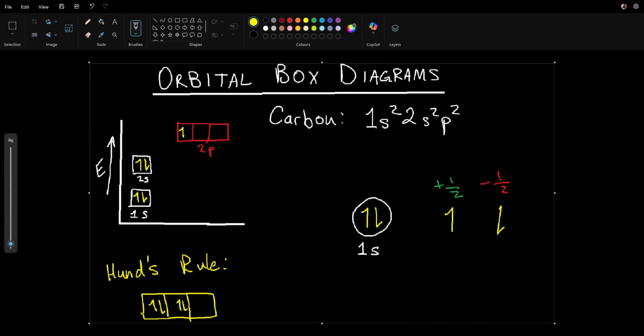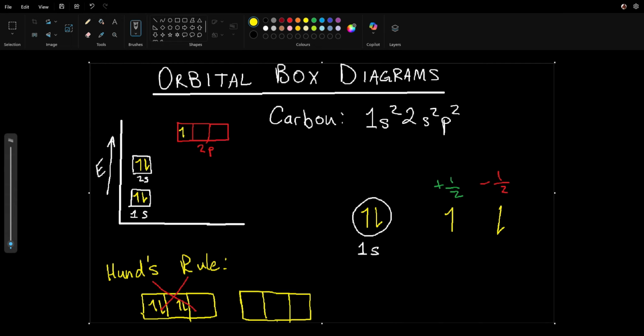You have 1, 2, 3, 4, right? You just go plus 1/2, minus 1/2, plus 1/2, minus 1/2 in order to get each box at a time. You don't want to do that. This is a big no. What you want to do instead is, let's say in this case, just like before, we have 4 electrons that we're trying to place. So we have our 3 boxes for 4 electrons.